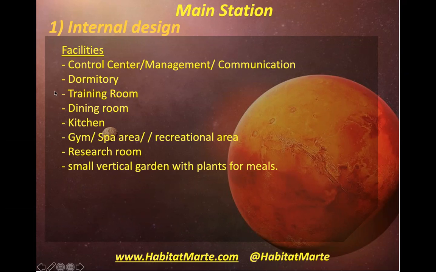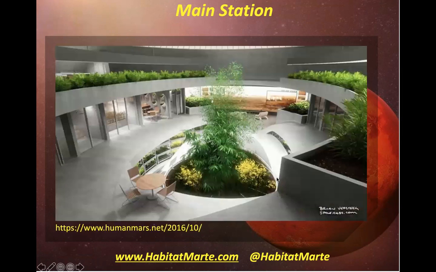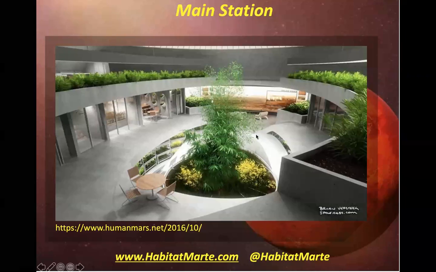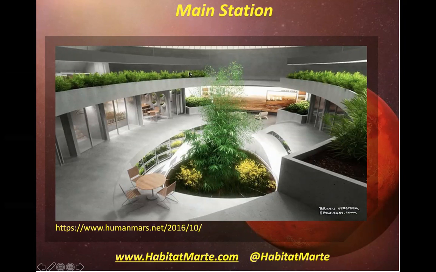Okay, and these are some facilities that we are imagining for the main station: the control center, management and communication, also dorm, training room, dining room, kitchen, a gym, spa area, recreational area, the research room, and a small vertical garden with plants for meals. And then we can see a general possibility of design. The importance of the plants also brings some humanity to the station.